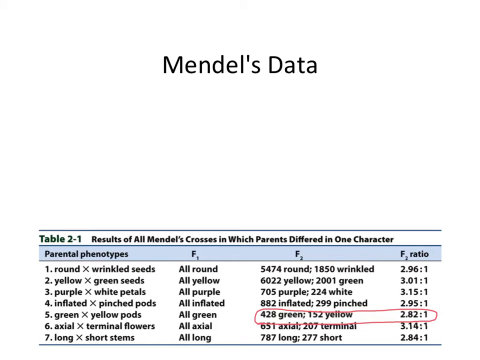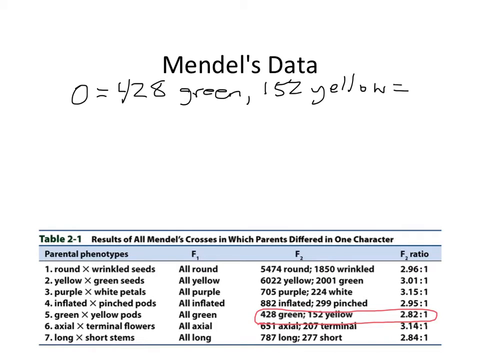The first thing we need to do is we have his observations. We have observed, which I'll just abbreviate as O, 428 green and 152 yellow pea pods. That gives us a total of 580 pea pods that he studied. Our first task is to determine how many of these two colors of pea pods we would have expected to see if Mendel was right and there's exactly a 3-to-1 ratio.